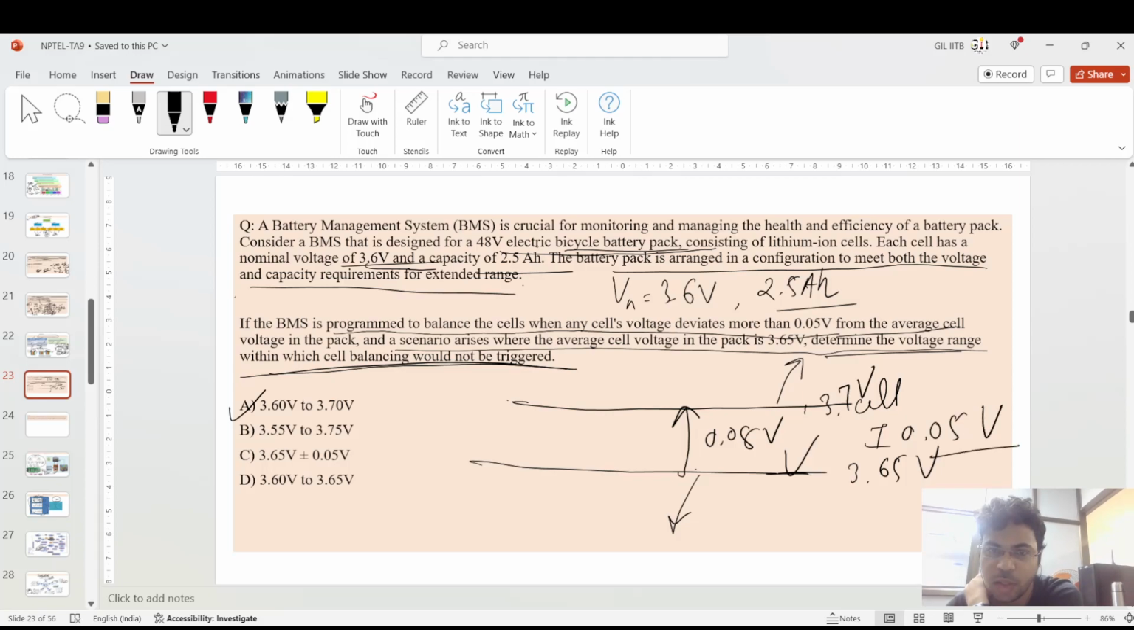Okay, and for the lower section, this is not a plus minus 0.05 volt deviation. This is just a plus 0.05 volt deviation. So for the below sections, nothing is being said. Okay, so when, yes.